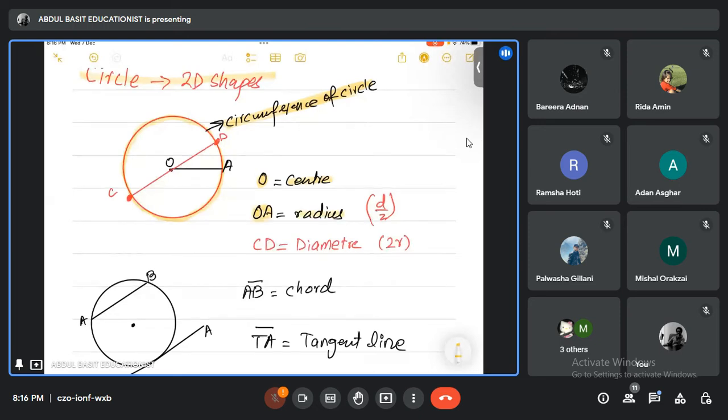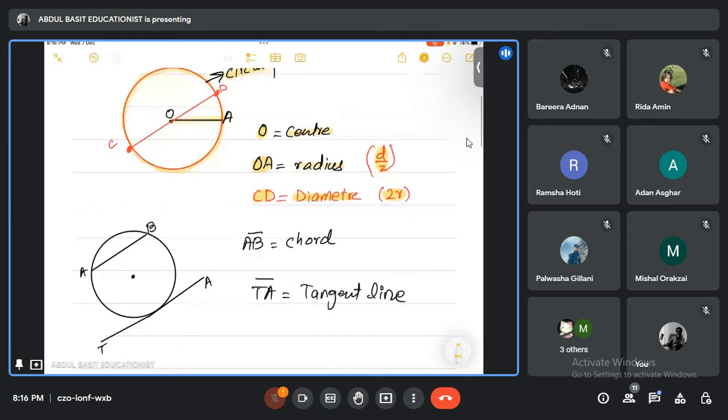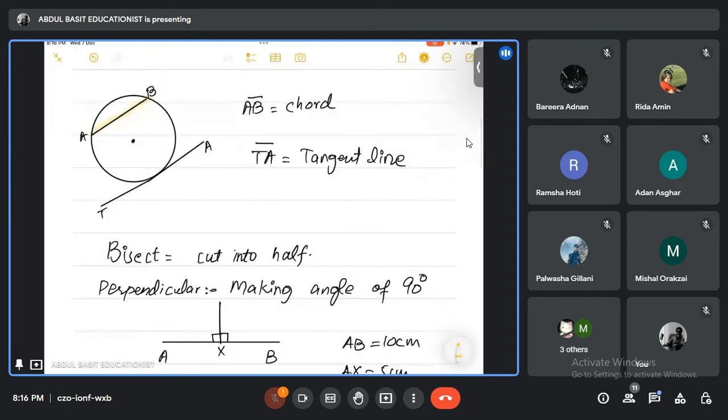O to A is the radius. C to D is the diameter. And diameter is double the radius, two times. And radius is half of the diameter. So in the second diagram, I said that A to B is a line touching the circumference like a diameter, but it is below or above the center. So that line is known as the chord of the circle. T to A is a line touching the circumference of the circle but from outside. So that line is known as the tangent line. Is it clear?